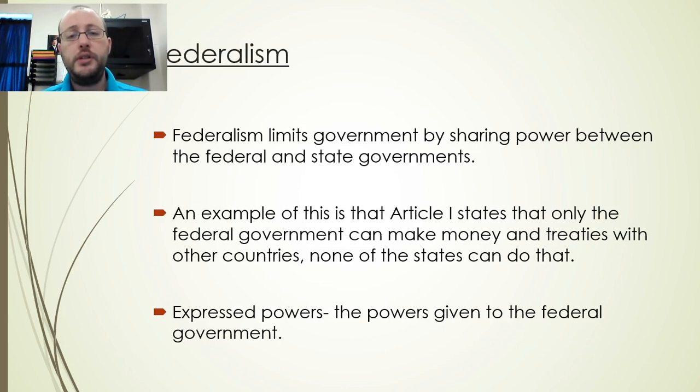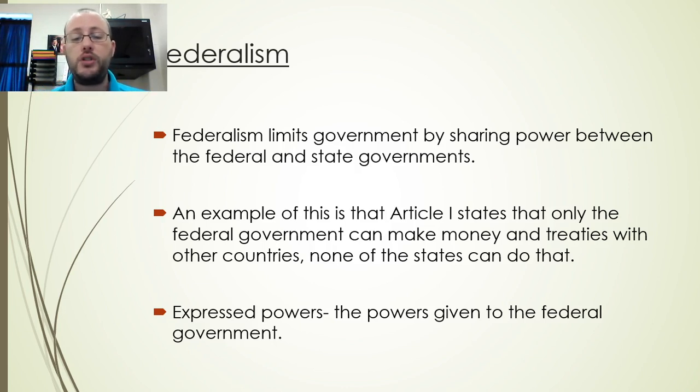And federalism limits government's power by sharing power between the federal and the state governments. An example of this is that Article 1 states that the federal government can make treaties with other countries. States can't do that. You can't say, hey, we're in a war with Germany, Missouri is going to make a treaty for us and we're going to end this war. That's not how it works. It has to be the federal government that does this.